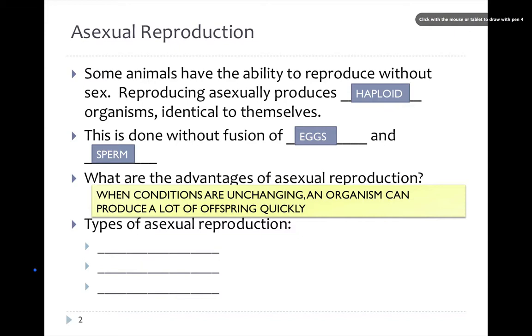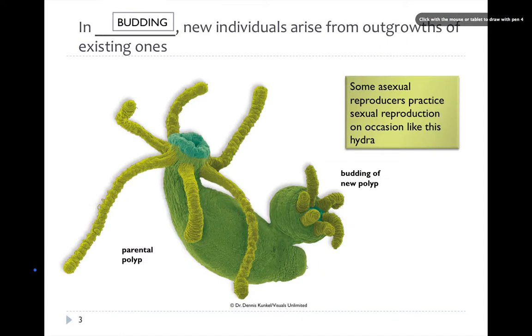There are three types of asexual reproduction we'll mention. One is called budding, another one's called fragmentation, and the third one is called parthenogenesis. So in budding, new individuals arise from outgrowths of existing ones. So here we have a hydra who is budding off a new polyp, and that polyp is going to have exactly the same type of genetic content as the parent. In fact, it's going to be a clone of the parent.